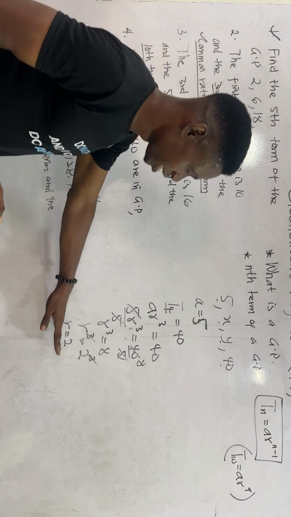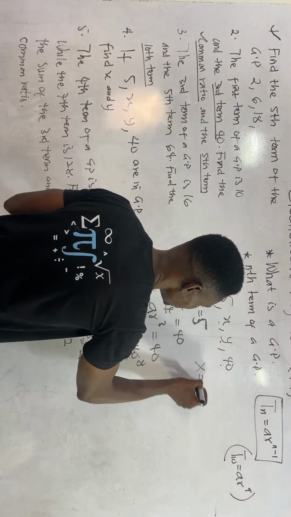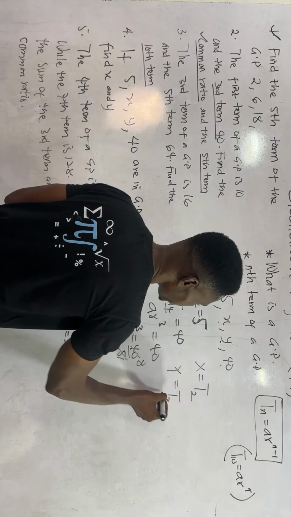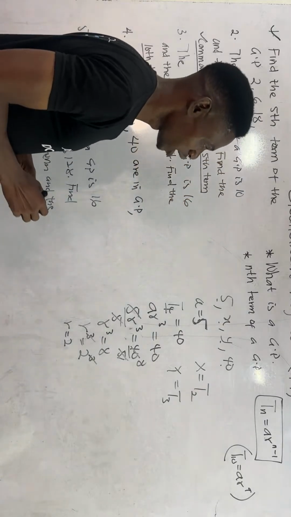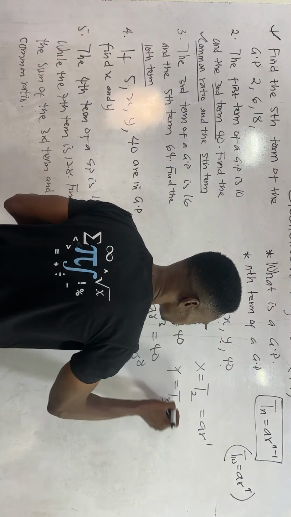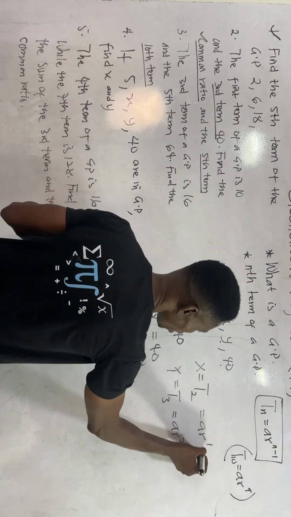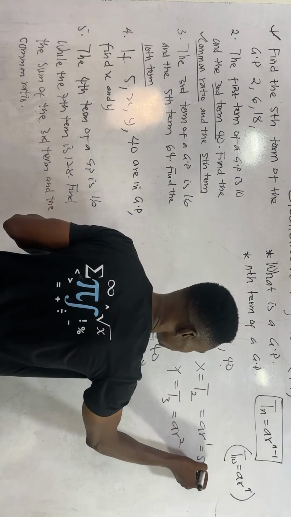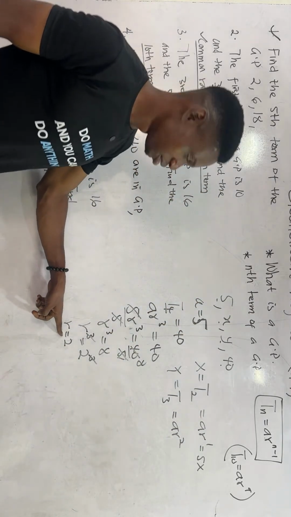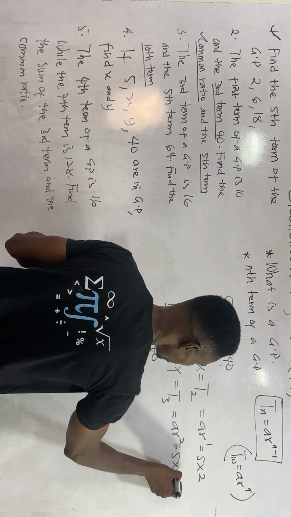Now, getting R as 2, look at X. What is X? X is the second term, right? And Y is the third term. How do you get second term? Second term is equal to AR1. Third term is AR2. 3 minus 1, 2, right? So our A is 5 multiplied by R, which is 2, right? Our R is 2. So times 2. Here, 5 times R squared, that's 2 squared.